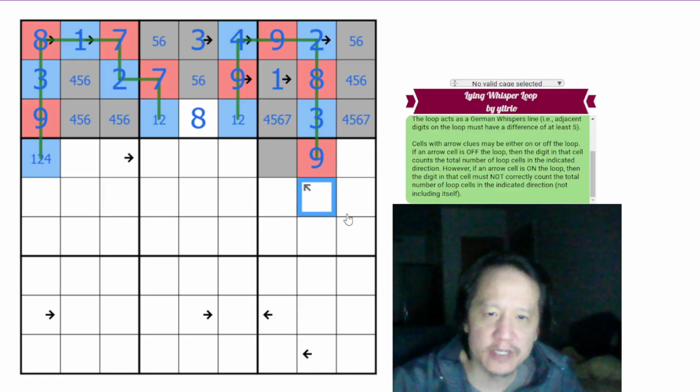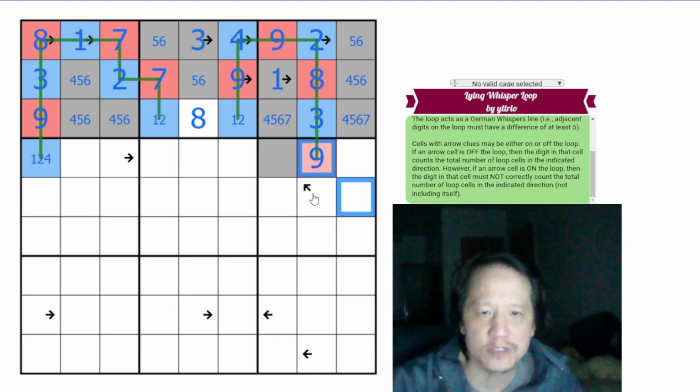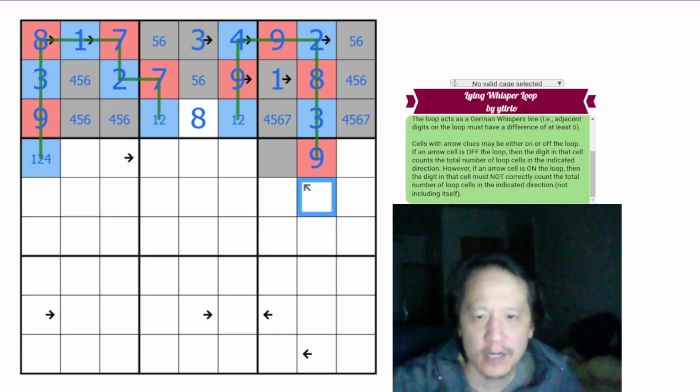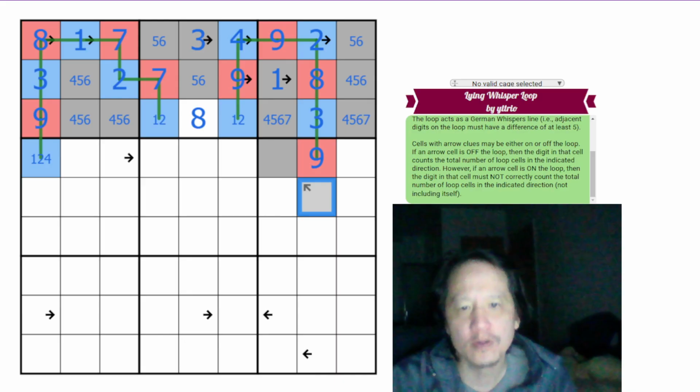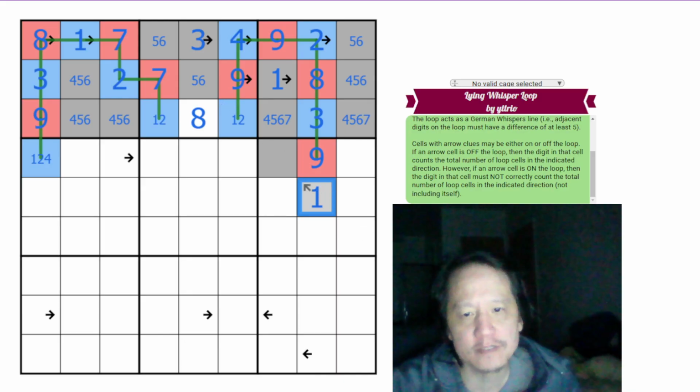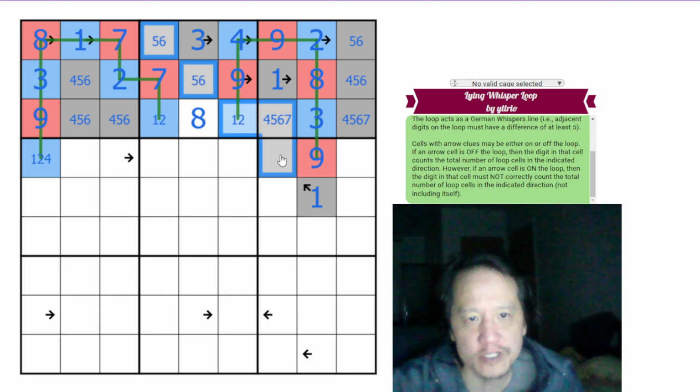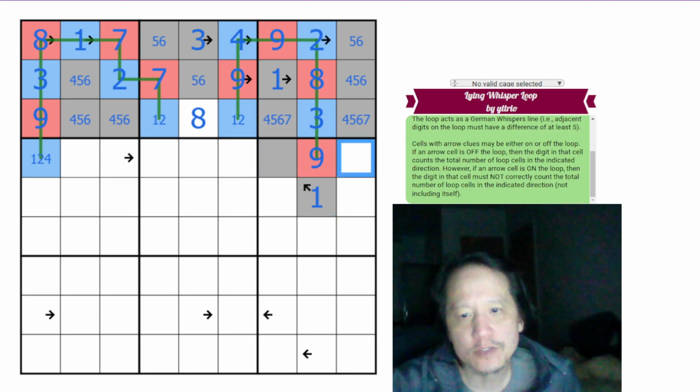But the problem is it has to continue on the loop, and then you would have 4 being next to 2 unique numbers on the loop. So this cannot be on the loop. This has to be off the loop, which means this is 1 because it points to 1 digit here. So therefore, this is on the loop in a low. This is on the loop in a high. This is on the loop in the low. This can't be on the loop because it would touch the 9.